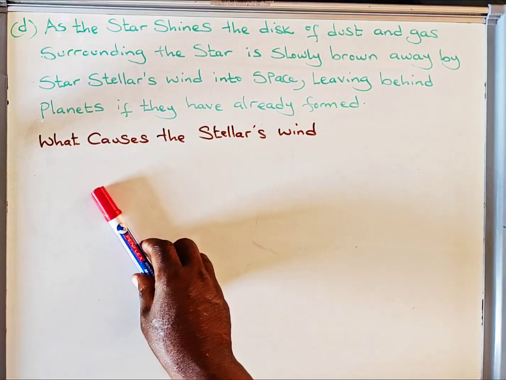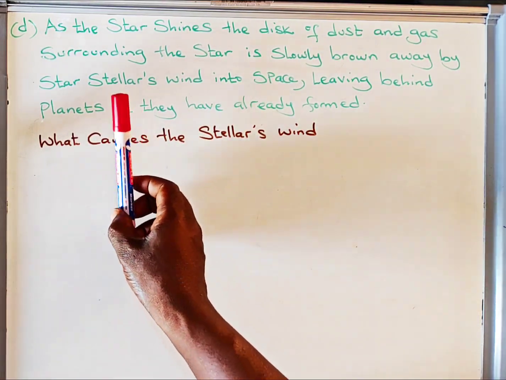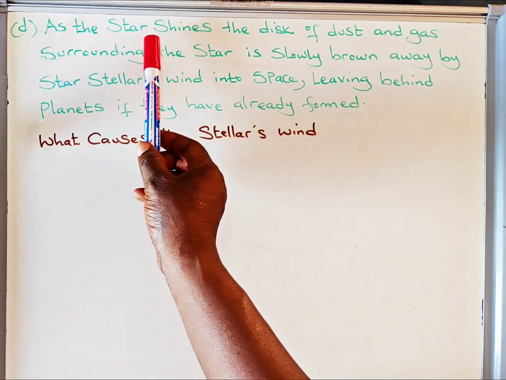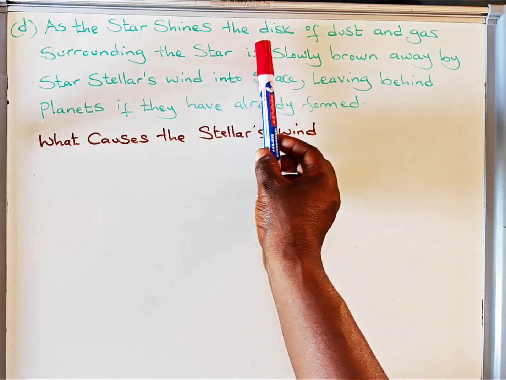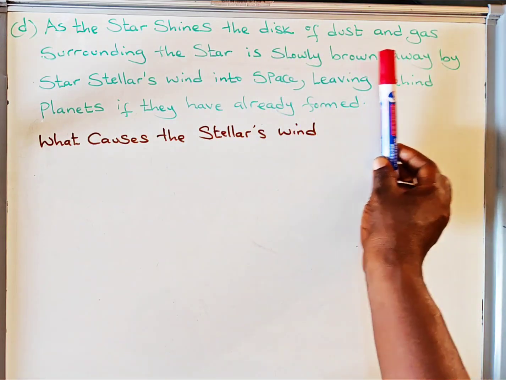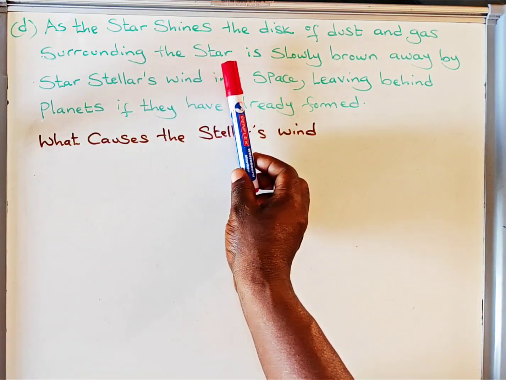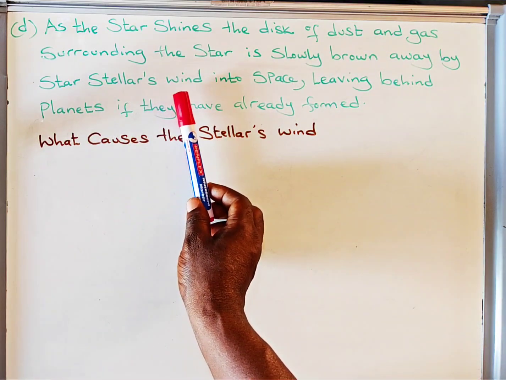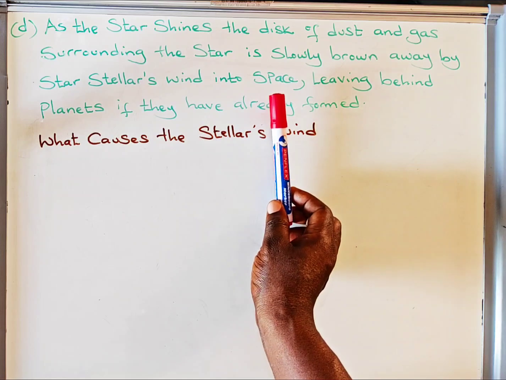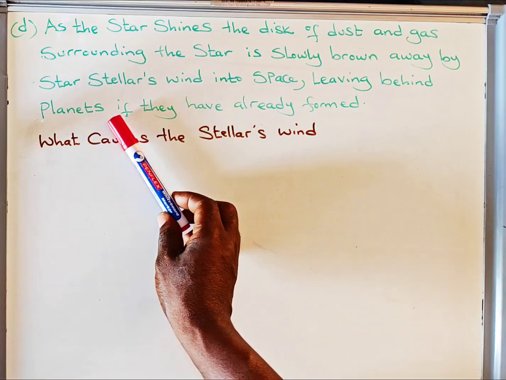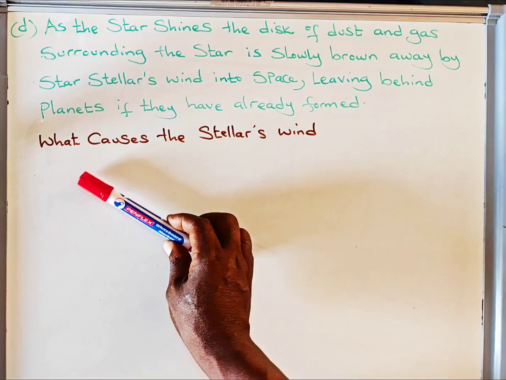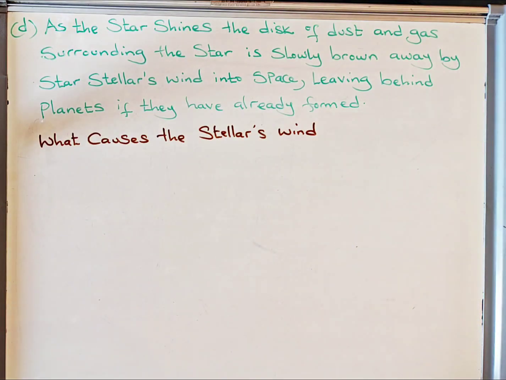Then we come to this case. It says that as the star shines, the disk of dust and gas surrounding the star is slowly blown away by stellar wind into space, leaving behind planets if they have already formed. And the question says, what is the cause of stellar wind?